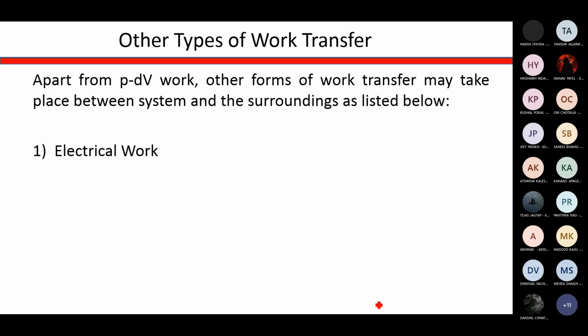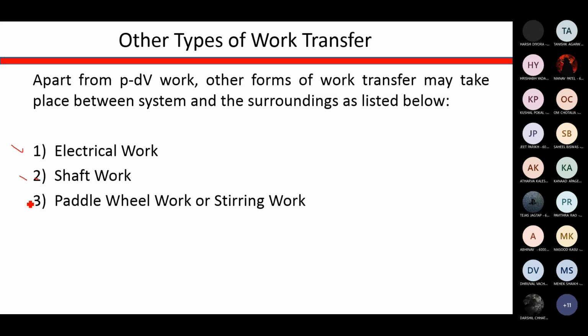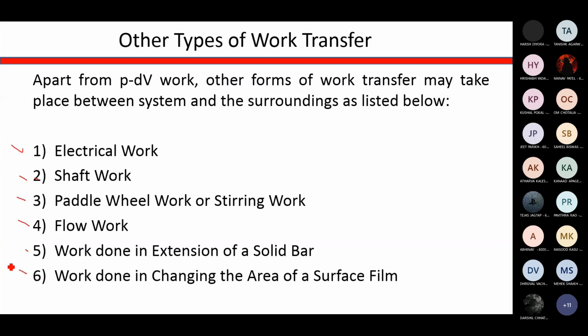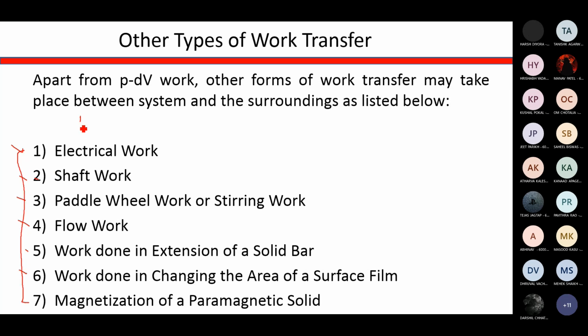What are the different types of works apart from PDV work? First is the electrical, then we have the shaft work, then the paddle wheel or the stirring work, the flow work, then the work done in extension of a solid bar, the work done in changing the area of a surface film, and at last the work done in magnetization of a paramagnetic solid. So these 7 types of works are there apart from your PDV work. If I want to find out the total work, the total work can be a combination of this PDV and any of these 7 works, right?